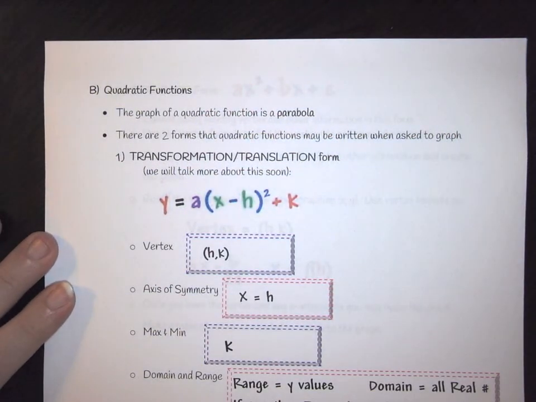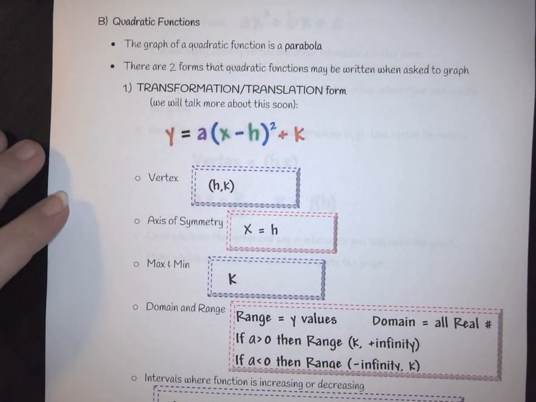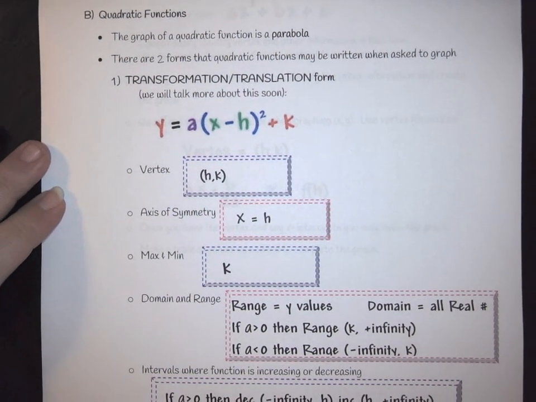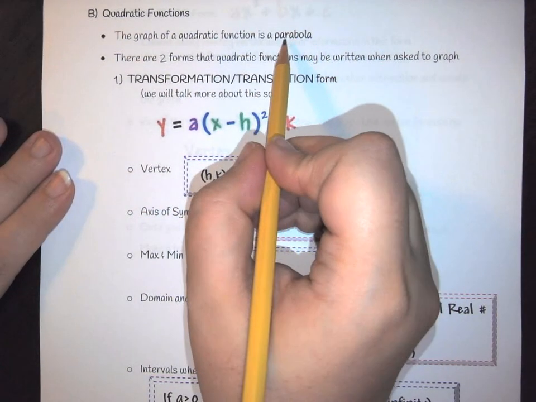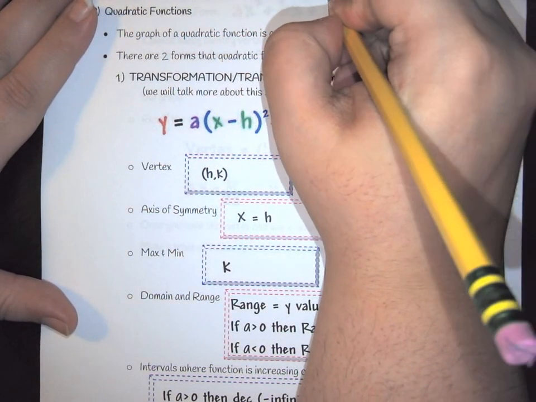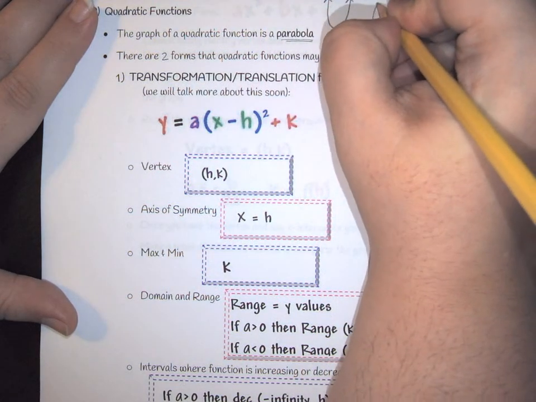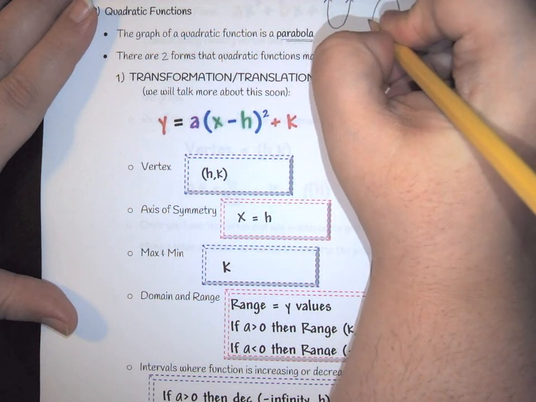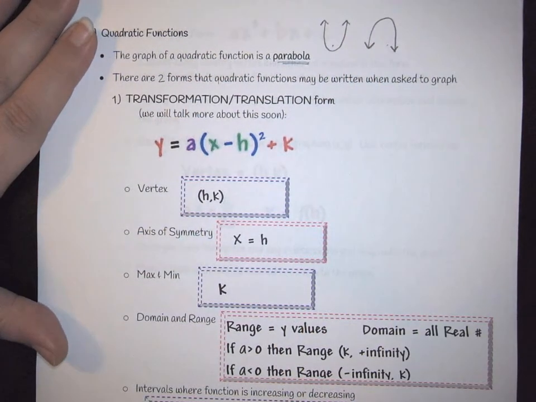Now getting into quadratics is going to be a little bit different because there's a little bit more to working with the quadratic function. First and foremost, we have to remember that quadratics are parabolas. Parabolas are the U shape. They either point up towards the sky or they point down towards the ground. I like to think of it as they either smile at you or they frown at you.